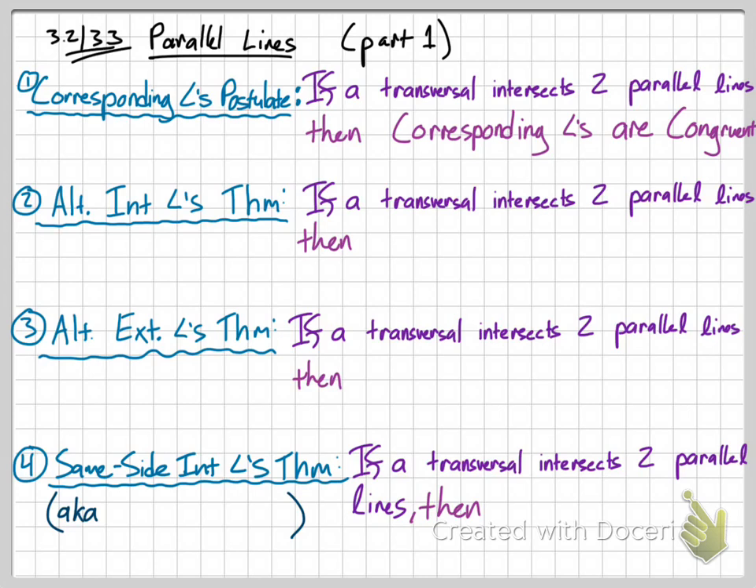Our first theorem, we have the corresponding angles postulate. And what this says is if we have a transversal that intersects 2 parallel lines, then corresponding angles are congruent. So before, without the parallel lines, we just had the corresponding angles relationship. But now with parallel lines, we can say that those are congruent.